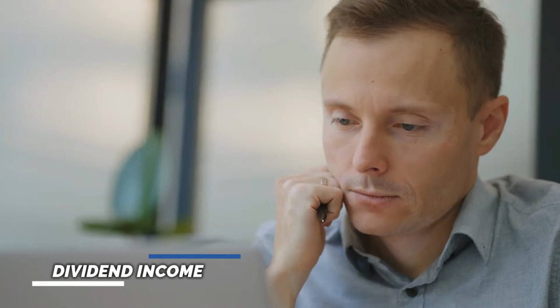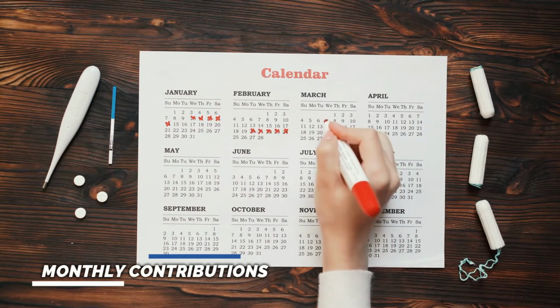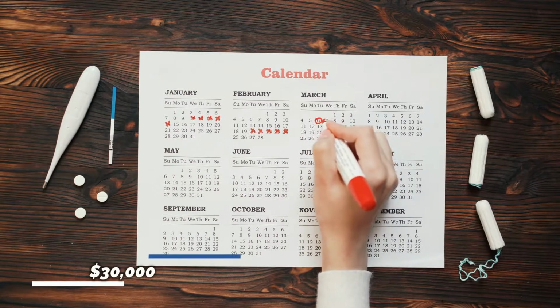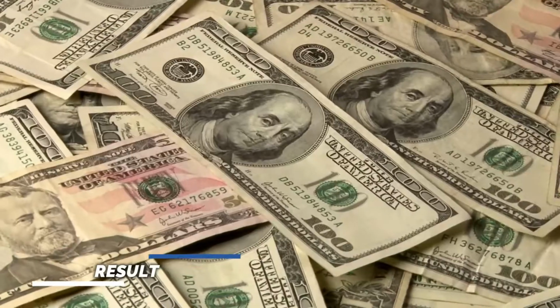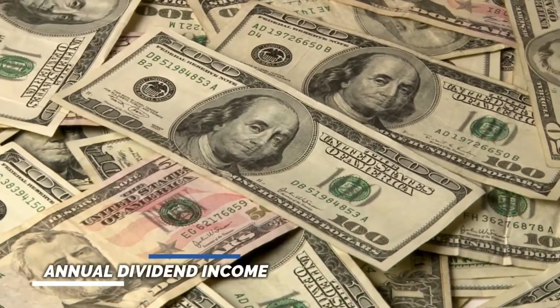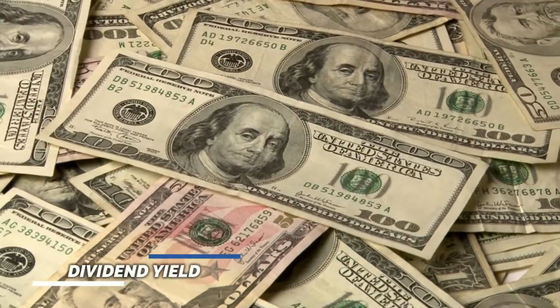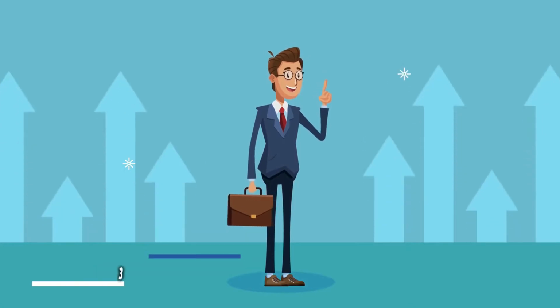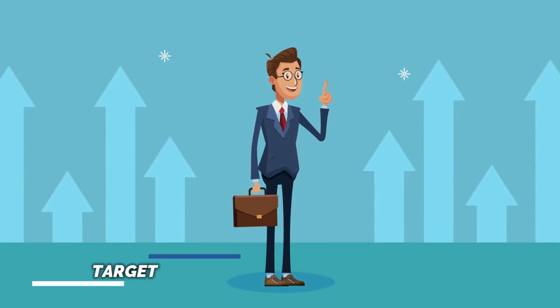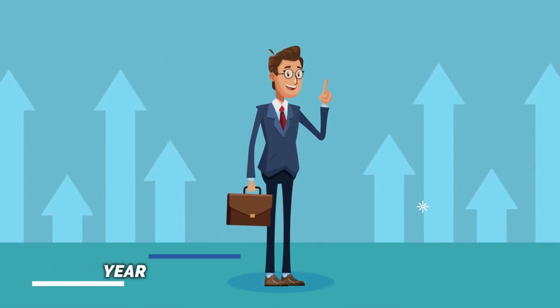Let's figure out the dividend income from the first year of our portfolio. If we make monthly contributions of $2,500 totaling $30,000 for the year, this will result in $900 in future annual dividend income at a starting dividend yield of 3%. Our portfolio dividend income will grow by $36 if we achieve our target 8% dividend increase for the year.